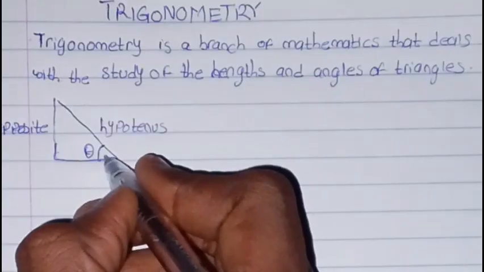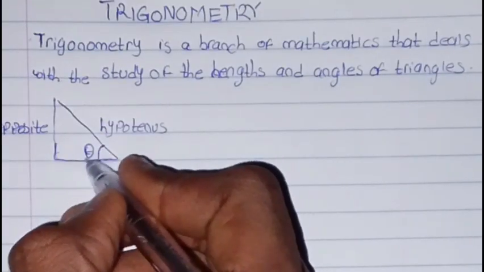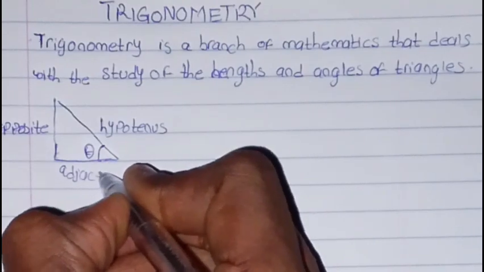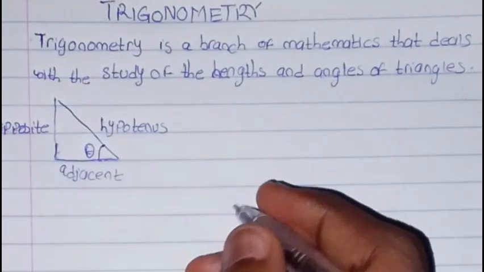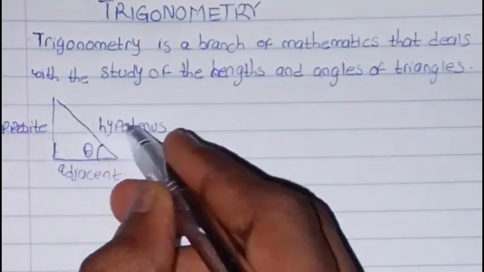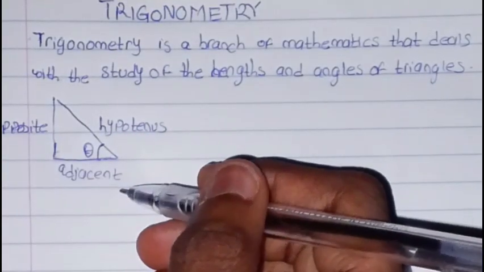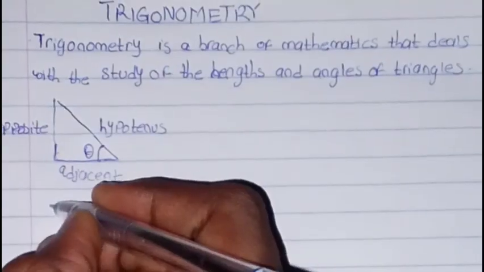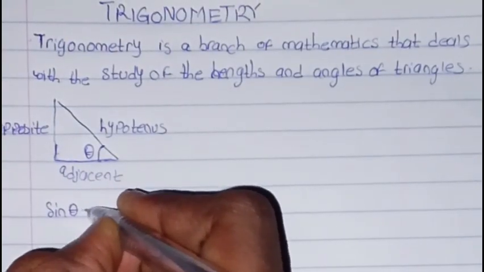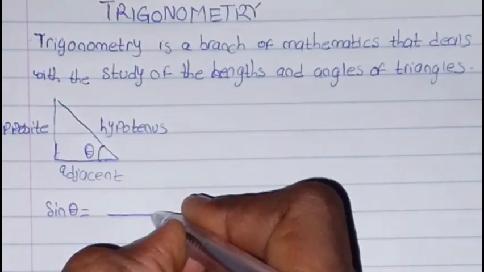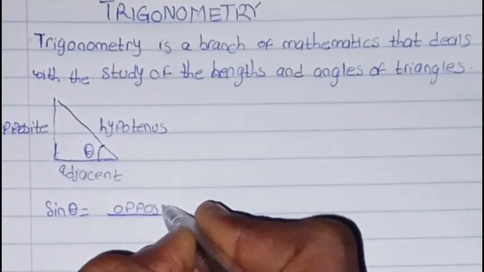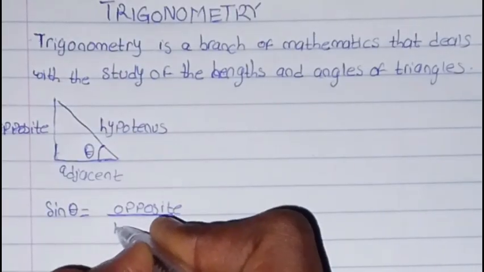And then the horizontal line which the angle rests on is referred to as adjacent. This line can also be vertical. Now, what are the trigonometric functions that we can use to relate these three terms, the opposite, the hypotenuse, and the adjacent? The first one is sine. So we have sine theta is always given to us as opposite divided by hypotenuse.